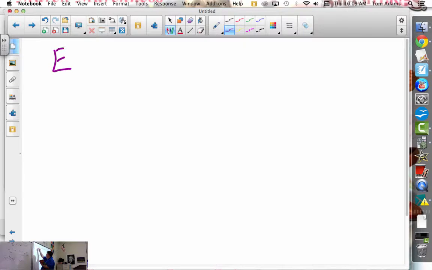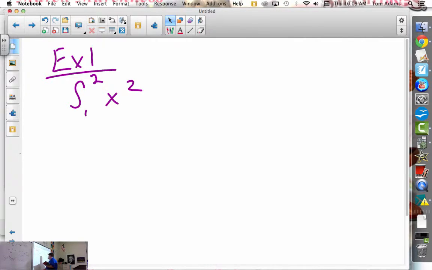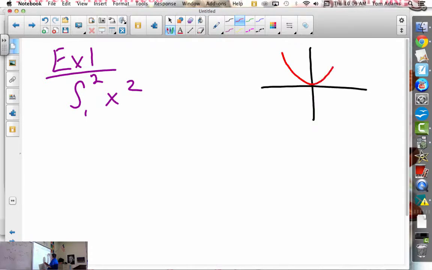So for example number 1, we're asked to find the area under the curve from 1 to 2 of x squared. And just to remind you guys what that looks like, it's a parabola that looks like this, and if I go from 1 to 2, so I want to find this area under the curve.